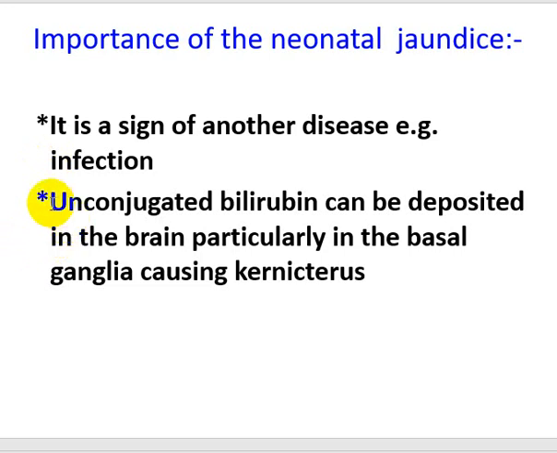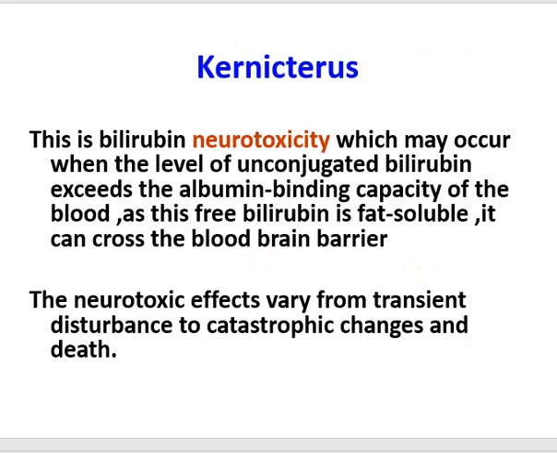Another significant point related to bilirubin is that unconjugated bilirubin can be deposited in the brain, particularly in the basal ganglia, and when it is deposited in the brain, it causes what is called bilirubin encephalopathy, or what we call Kernicterus. So what do we mean by Kernicterus? It is called bilirubin neurotoxicity. It may occur when the level of unconjugated bilirubin exceeds the albumin binding capacity of the blood.